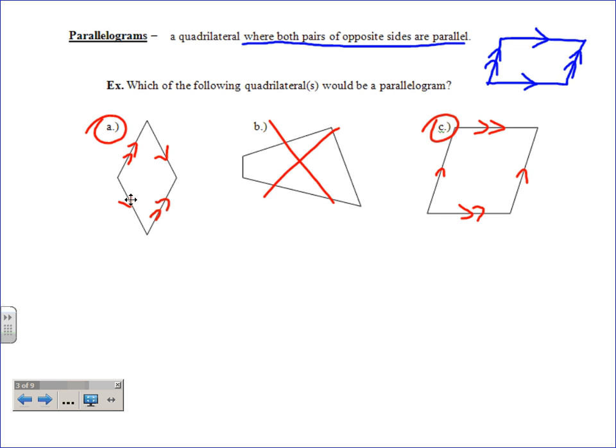So once again, try and think, how could he ask the question differently? For example, if I asked which ones of these are polygons, you would have said all of them, right? If I would have said which ones are quadrilaterals, you would have said all of them. And so the key here was I was asking about parallelograms.